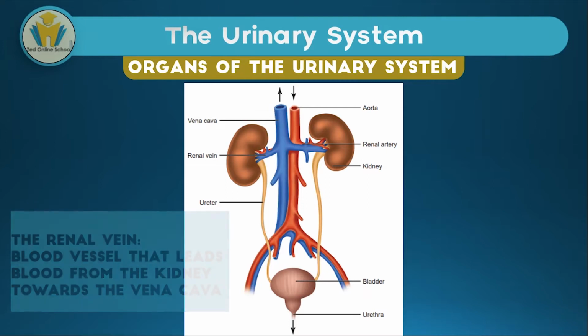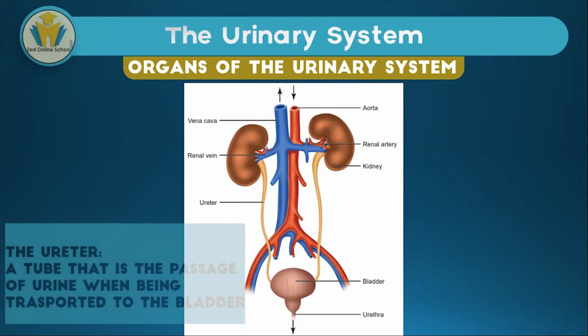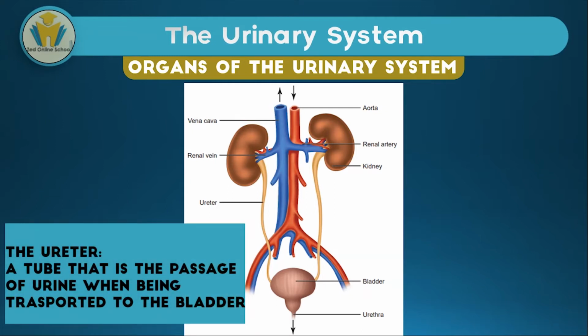Then we have the ureter. The ureter collects urine. This urine has been already made in the kidneys and now it's been directed towards the bladder where it will be stored.